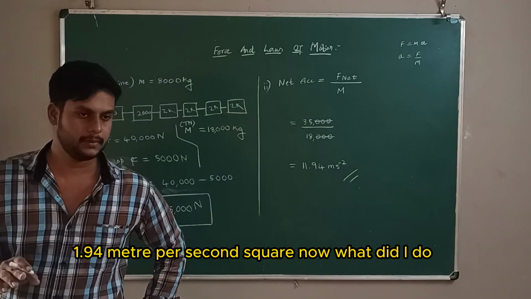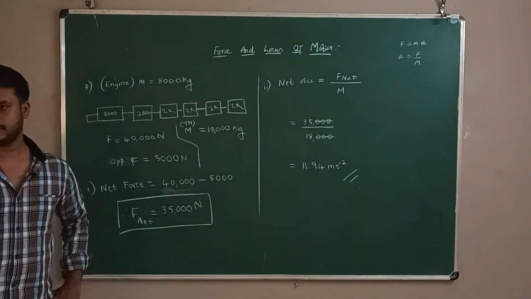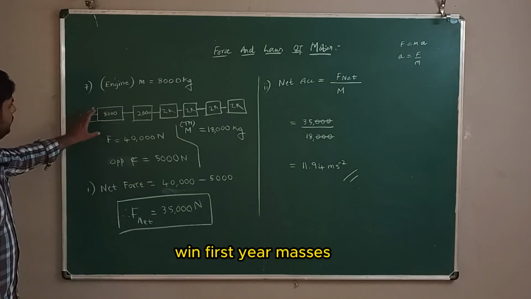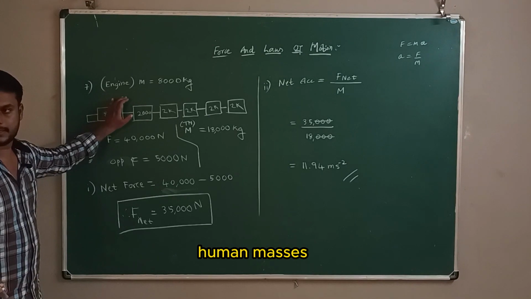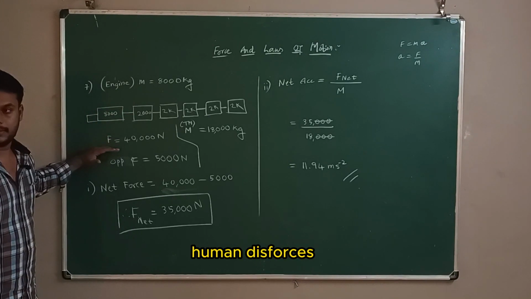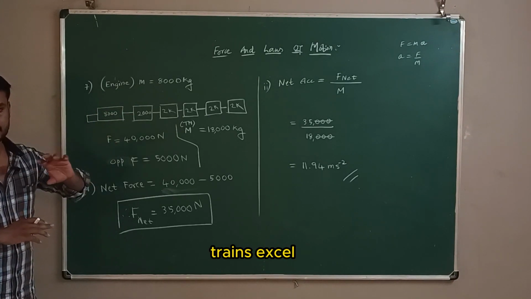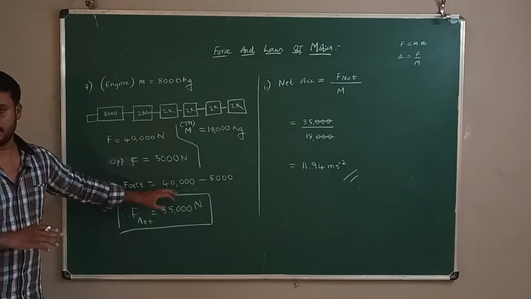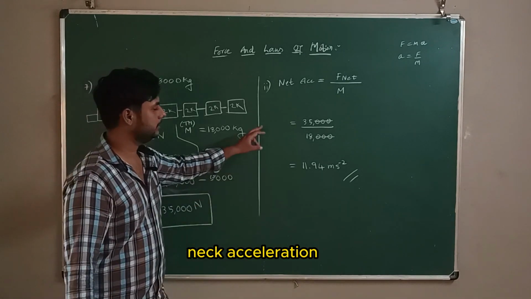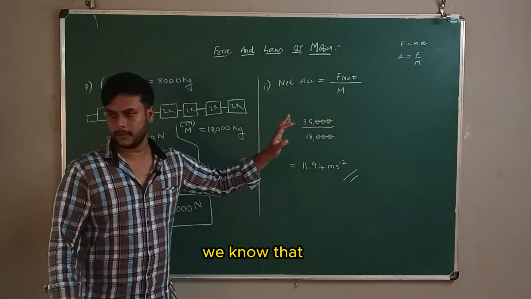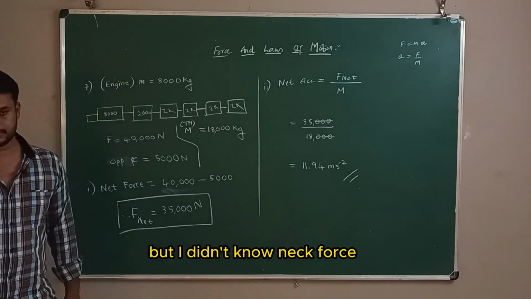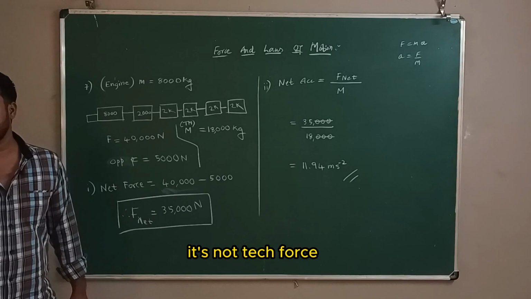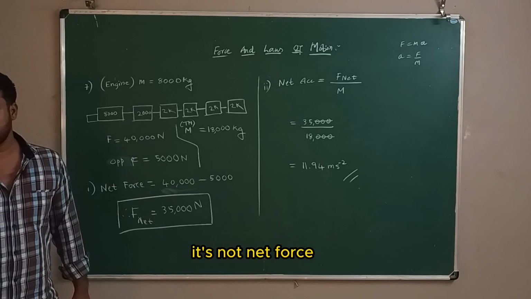Now what did I do? Once again I will explain. First, mass is given, and force is given. This force is the total force of the train. The train's force is 40,000 Newton, and the opposite force is 5,000 Newton. They are asking me to calculate the net acceleration. Acceleration means F by m, we know that, but I didn't know the net force. I know force is 40,000, but this is not the net force.